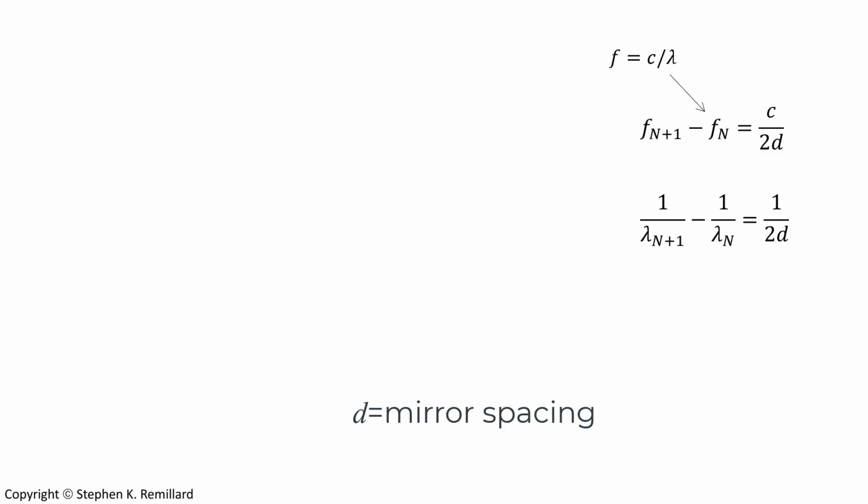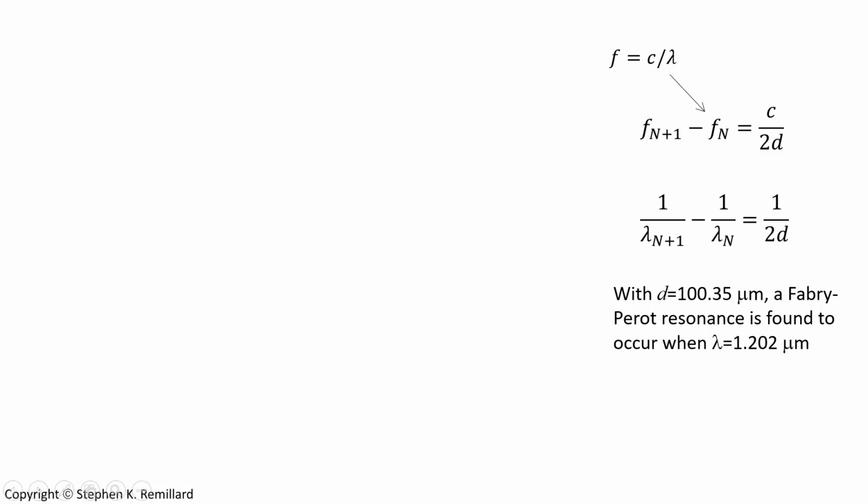the frequency of one mode minus the frequency of the one just before it is c over 2d. Or in wavelength language, replacing the f with c over lambda, I can say 1 over the wavelength is 1 divided by twice the separation. So as an example, we use 100.35 microns, and with that, we find that there is a resonance at 1.202 microns using the big equation.